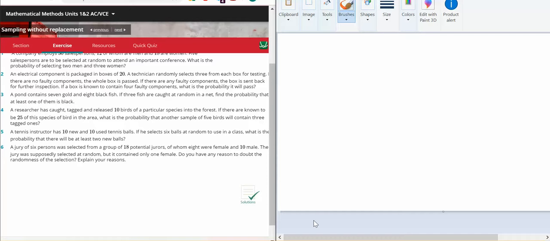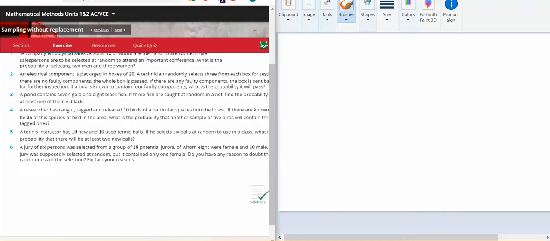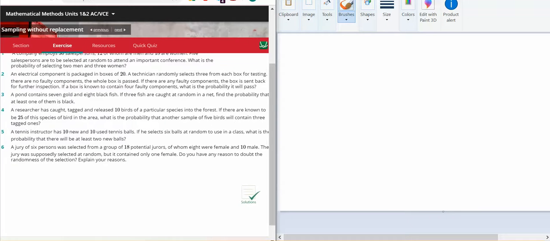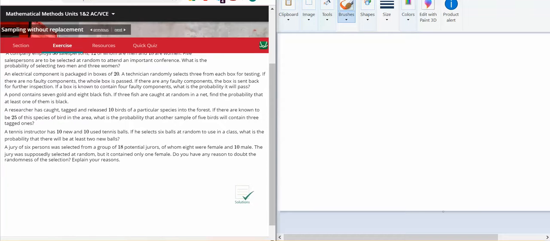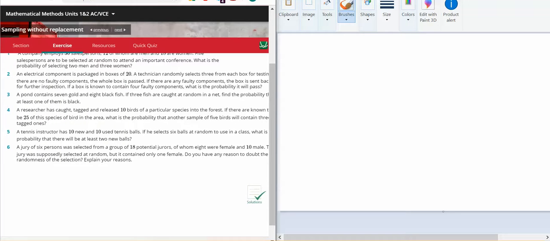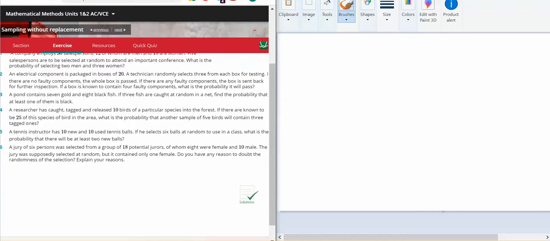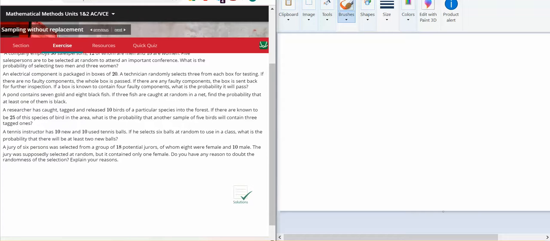So an electrical component is packaged in boxes of 20. A technician randomly selects 3 from the box for testing. If there are no faulty components, the whole box is passed. If there are any faulty components, the box is sent back for further inspection. If a box is known to contain 4 faulty components, what's the probability that it will pass?